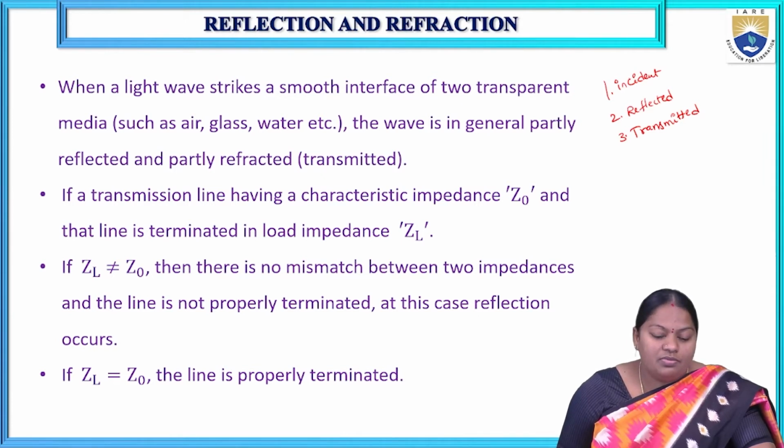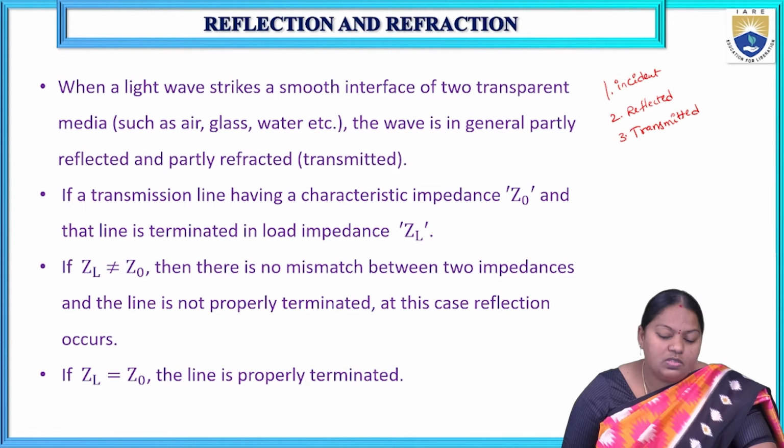In order to analyze this reflection and refraction of uniform plane waves, we consider homogeneous media or isotropic medium. When a light wave strikes a smooth interface of two transparent media, examples being air, which is free space, and glass, water, etc., the incident wave is partly reflected and partly refracted, that is, transmitted. The refracted wave is also called the transmitted wave.